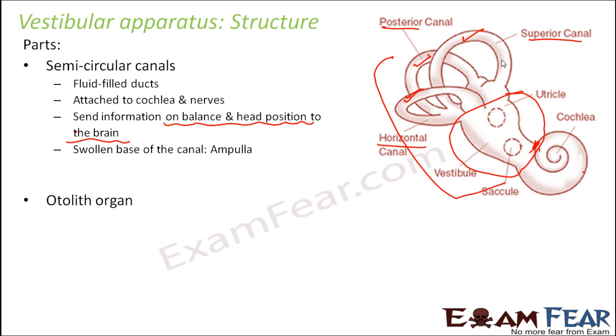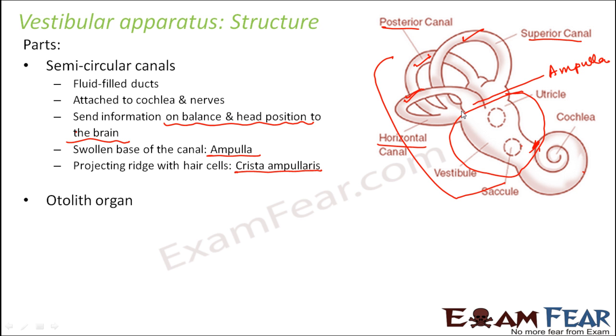The swollen base of the canal is known as ampulla. Here you can see each of these canals has a swollen base, and this base is known as the ampulla. The projecting ridge with hair cells is called the crista ampullaris. The swollen base is the ampulla, and near that ampulla there is a region where small hair cells are present, and that region is called crista ampullaris.